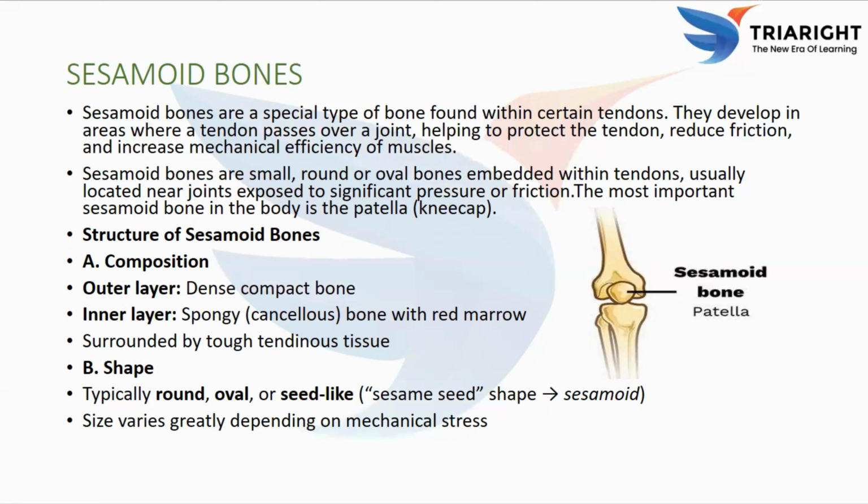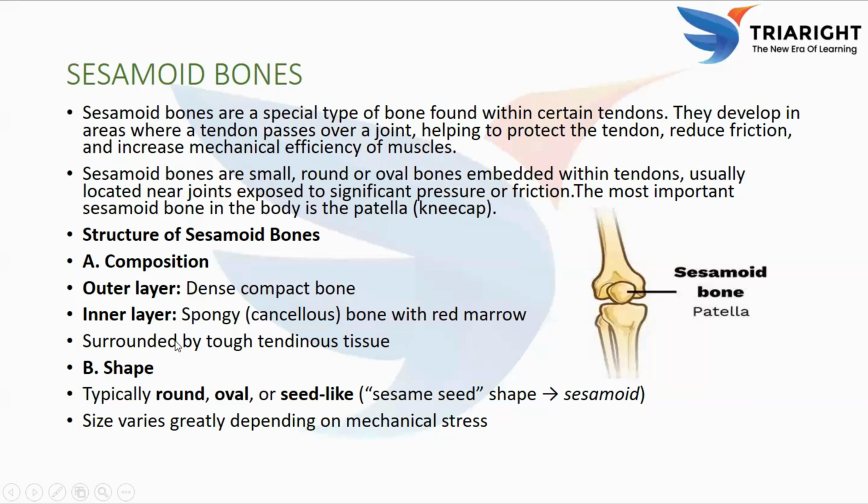So where are they located? They are found where tendons face high pressure, usually near the joints, meaning the areas of heavy movement or force. For example, the patella is the largest one, then the sesamoid bones under the big toe, and the sesamoids under the thumb. So what is the structure of the sesamoid bone? The outer layer is made up of compact bone, which is strong bone. The inner layer is made up of spongy bone. This spongy bone consists of red bone marrow again.